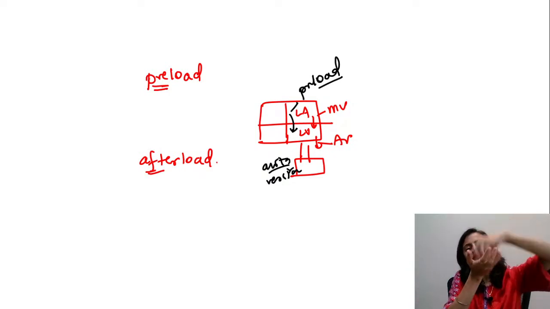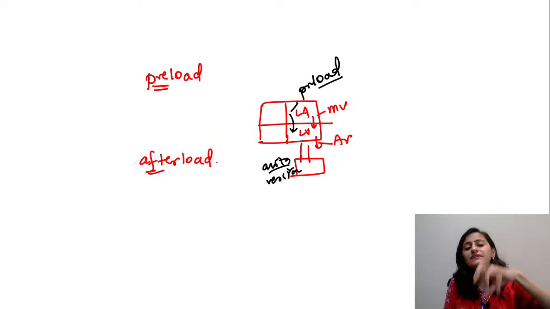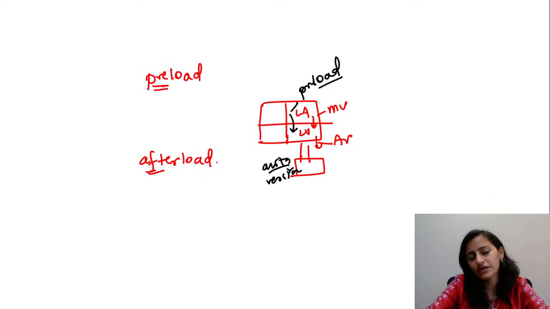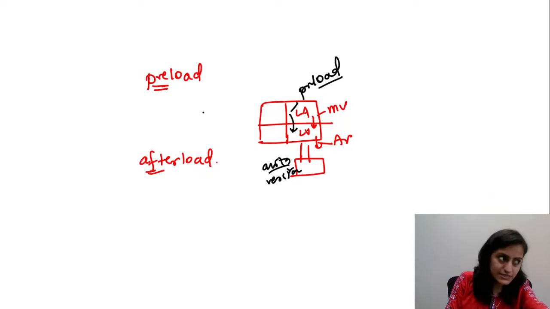So what comes into the left ventricle from the left atrium, that is the preload. The resistance offered by the aorta, that is the afterload. The aorta is present after the left ventricle. That is what the afterload is.